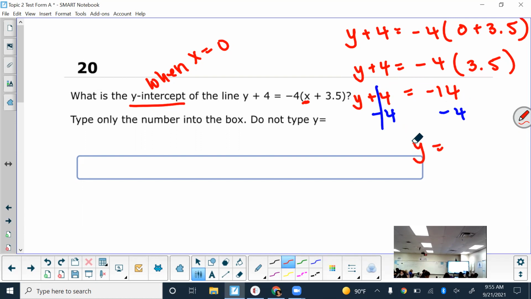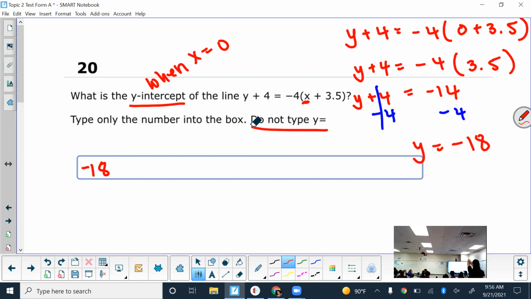So it's negative 14 minus 4, which is negative 18. So that's what should have been filled into this box. Not y equals, it tells you the directions. Don't type y equals, because if you did, it would have marked it wrong. But it's negative 18 for your y-intercept.